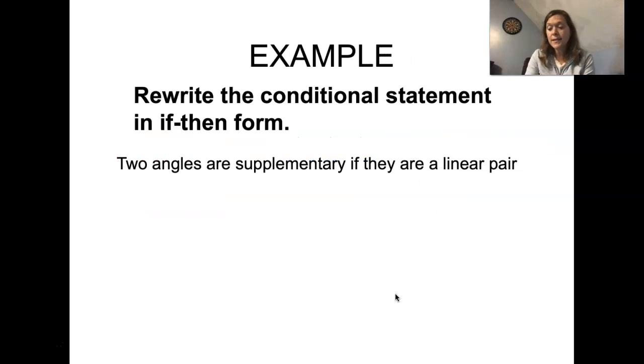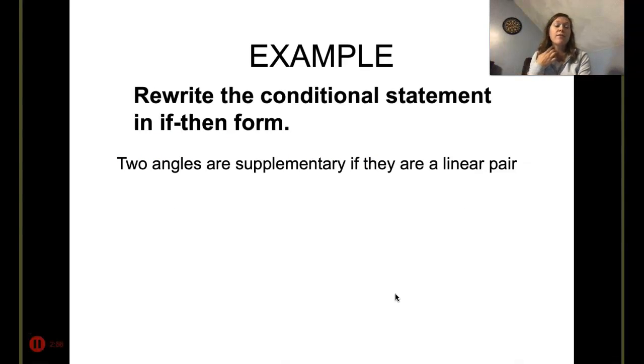You may be asked to rewrite a conditional statement in if-then form. So here is a conditional statement. Two angles are supplementary if they are a linear pair. Remember, supplementary means they add up to 180 degrees, right? So how do I rewrite this in if-then form? Well, this one's really nice because I already have the word if in there. A lot of times in these, you take the vocabulary word. So what's the vocabulary word here? Linear pair. And we put that as the hypothesis.